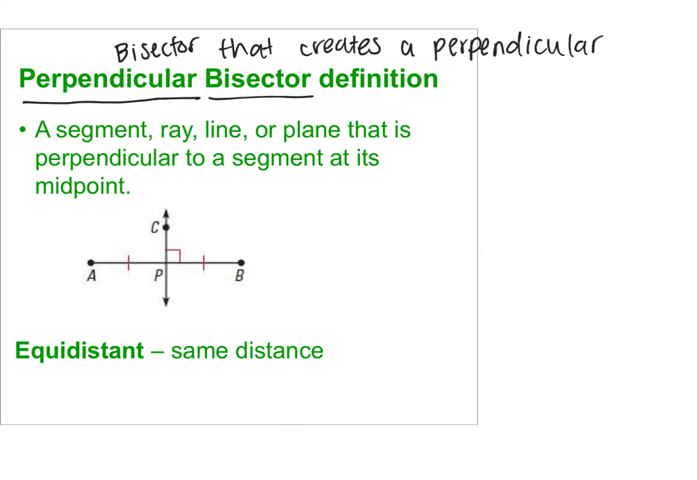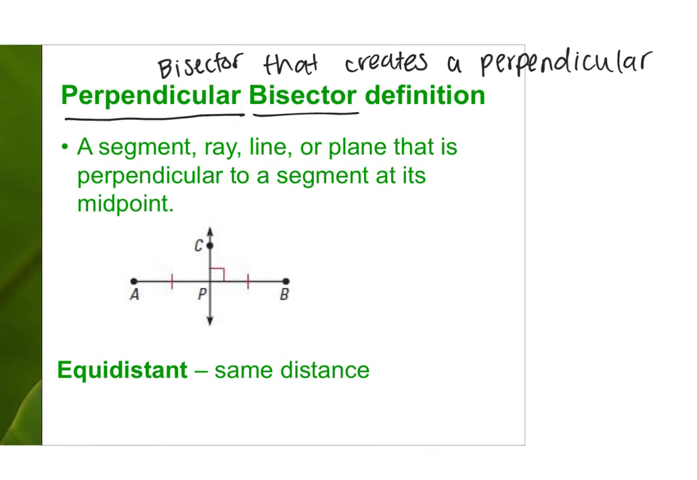Or a bisector that creates a perpendicular, okay? So formally, it's called a segment, ray, line, or plane that is perpendicular to a segment at its midpoint, okay? Now, if it goes through the midpoint, that creates a bisector, and it also needs to be perpendicular, so it creates a 90-degree angle. So guys, perpendicular bisectors need two parts, okay? They need the right angle, and they need the congruence symbols on each side to say that both of those sides, or both of those segments, are equal to each other.